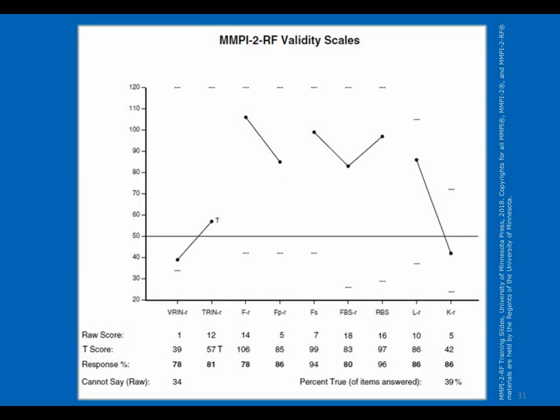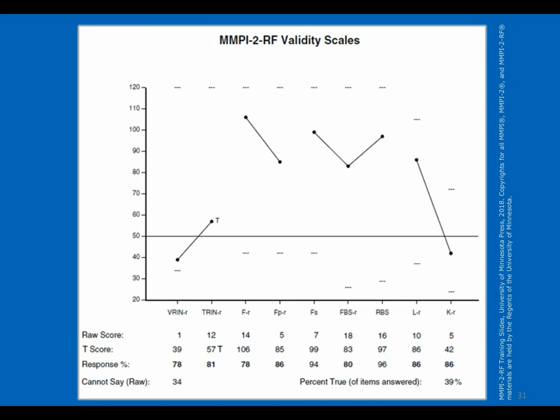So let's look at an example. Here we have the profile for the MMPI-2-RF validity scales for a test taker. Just to briefly orient you to the profile, we have here all the validity scales, VRIN through K, and we have their T-scores plotted on the graph above. And below the graph we have the raw scores, the T-scores associated with those raw scores, the response percentages.